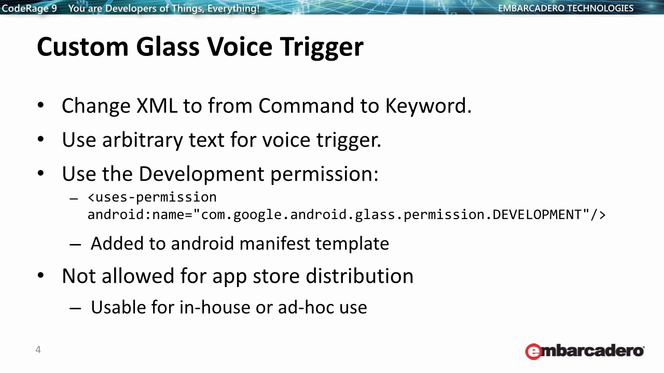So if you're doing a custom Glass voice trigger, you need to also add a permission for development. Custom Glass voice triggers are only for use in in-house or ad hoc deployment. You can't deploy these through the Google Glass app store distribution. This allows you to use any arbitrary text for voice triggers instead of the preset list that Google provides. Now, if you have a good reason that you want to use a particular trigger, you can actually submit it to Google and they can add it to the list. What that allows them to do is some pre-modeling ahead of time to make sure it works well offline.